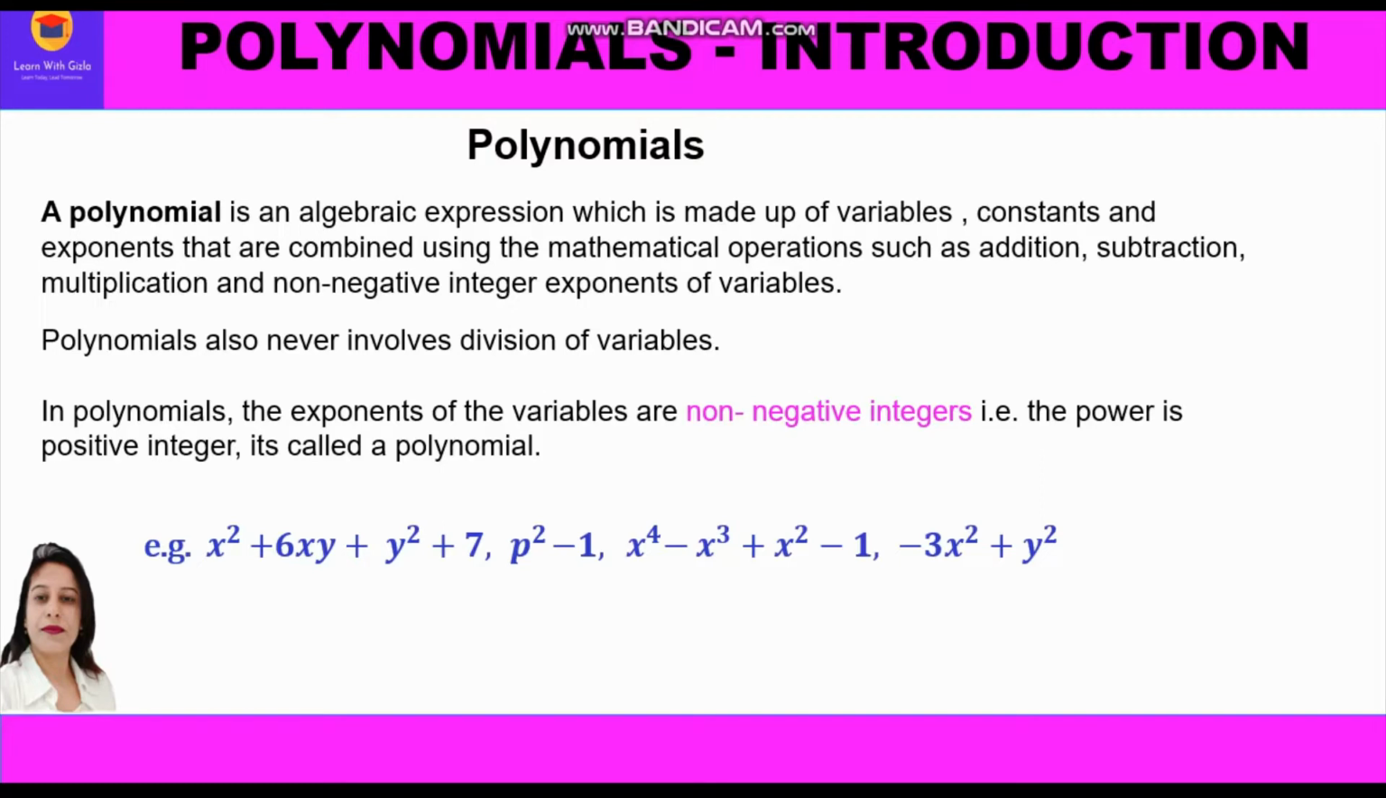So three things we have to make note of: that it comprises variables, constants and exponents. It is made up of three mathematical operations, that is addition, subtraction, multiplication, and it has non-negative integer exponents.